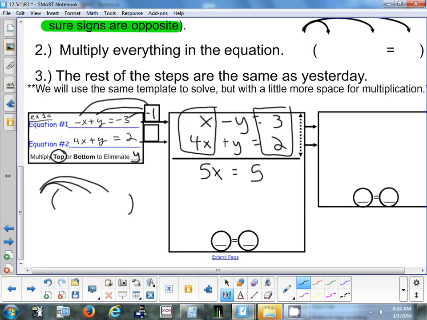Whatever I eliminated, obviously, is not going to be there anymore. I don't have to add that. It's gone. I don't have to worry about it. All right. And Rose, like you said, divide by 5. What do I get? 1. X equals 1. All right?